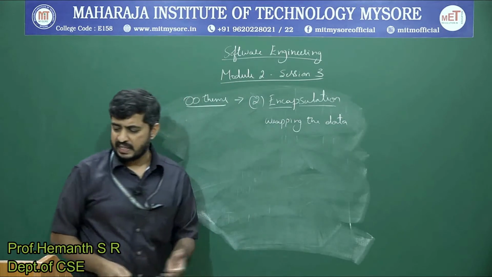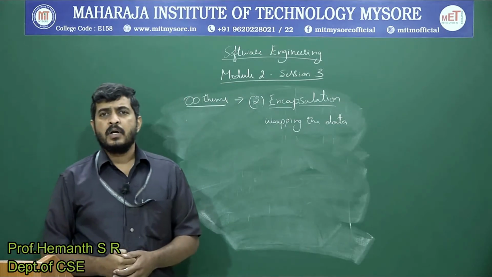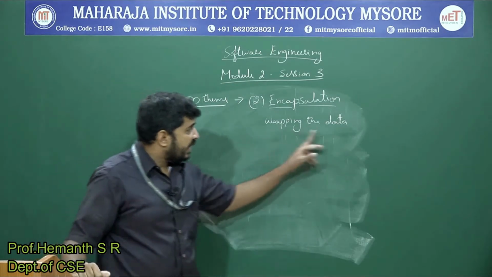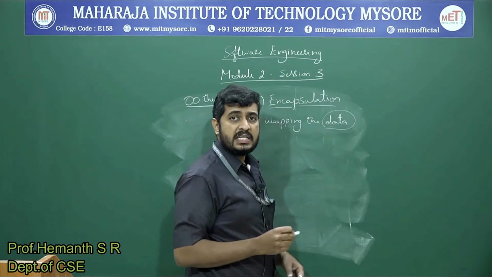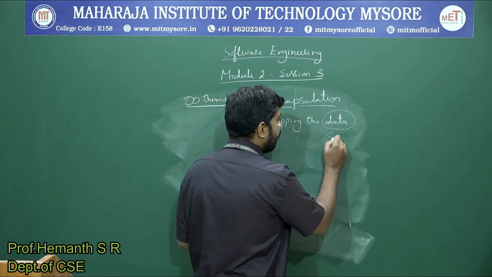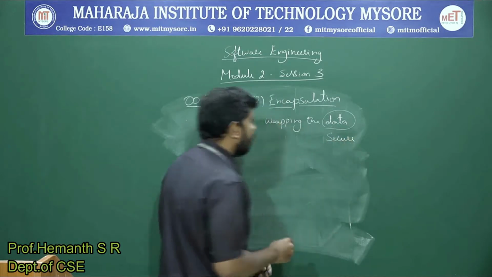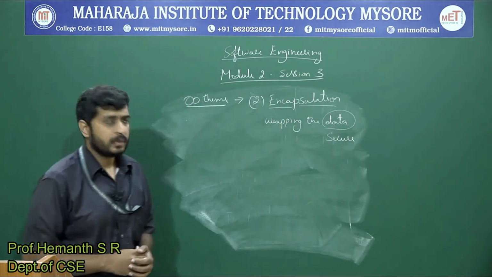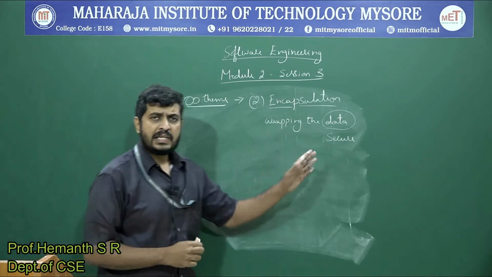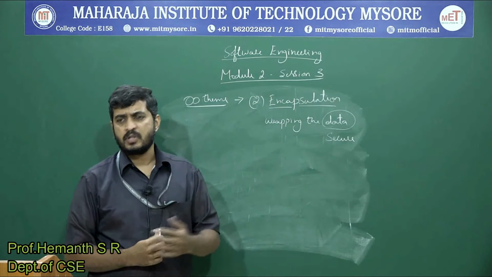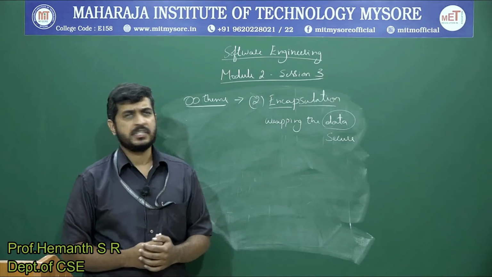So we are wrapping the data so that the data is secure. So this is one more very powerful feature in object-oriented designing. So we can ensure the data is secure by wrapping the data. Now, if we wrap the data, then how can the functions access the data? Because I had already discussed this in the previous session.